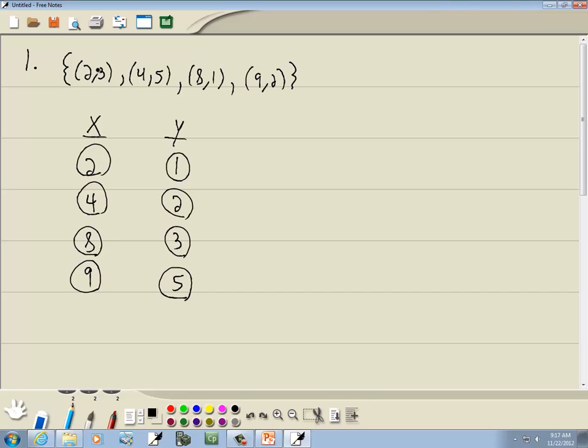Now for this one, this maps 2 to 3, so I'm going to draw a line between 2 and 3. This maps 4 to 5, so I draw a line between them. 8 to 1, draw a line, and 9 to 2. And that would be our map.